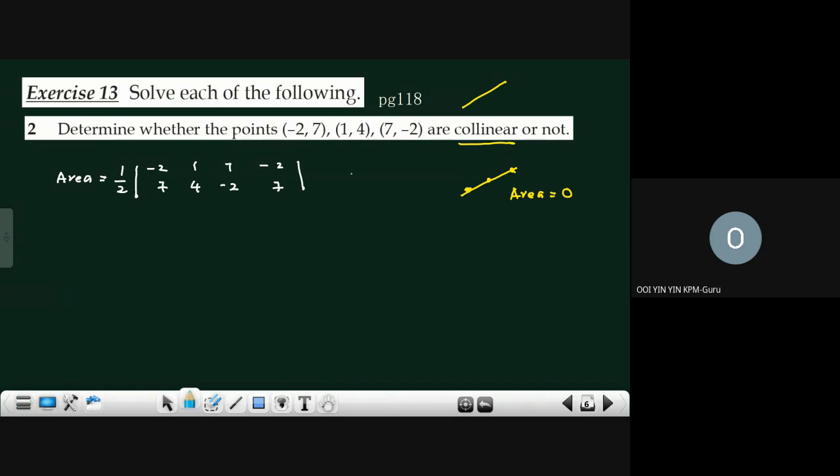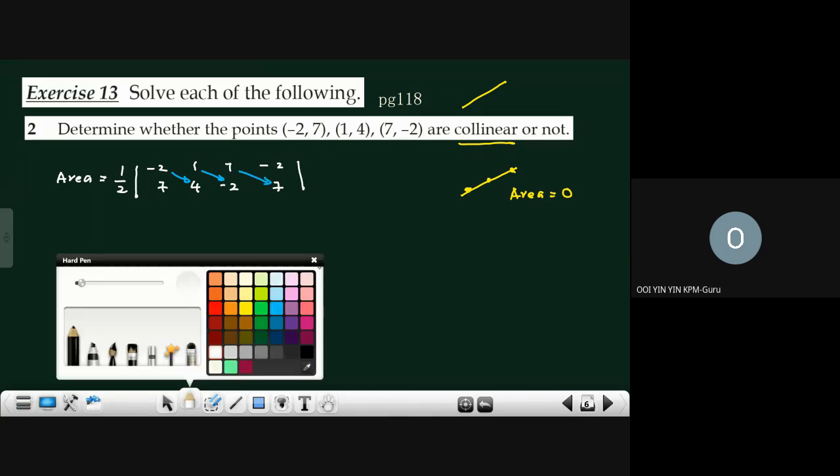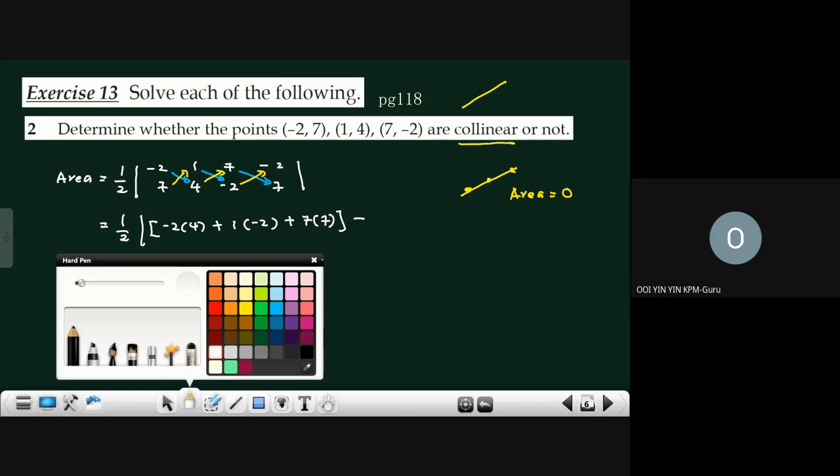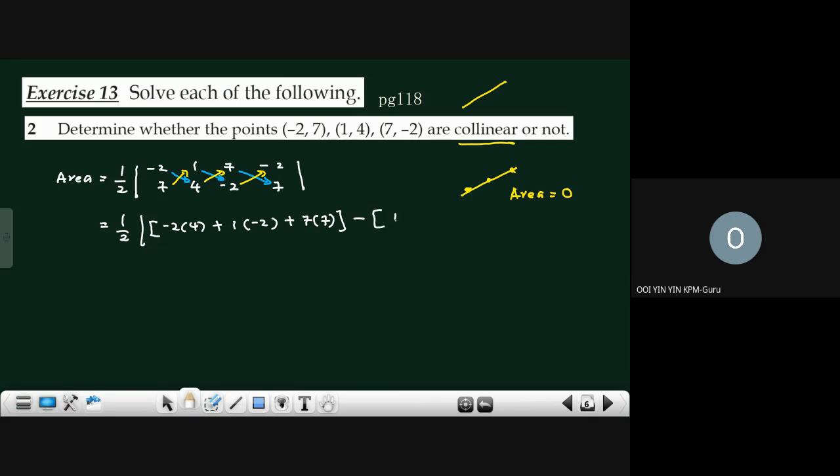Like just now, to find the area, it is up to down, up to down, up to down. Now it is 1/2 modulus, and then a bigger bracket: -2 times 4, plus 1 times -2, plus 7 times 7, and then close the bracket. Minus the one here, down to up, down to up, down to up, which will give you, in the bracket, 1 times 7, x comes first, remember, x comes first, 7 times 4, and lastly -2 times -2. Like this, and then close your modulus.